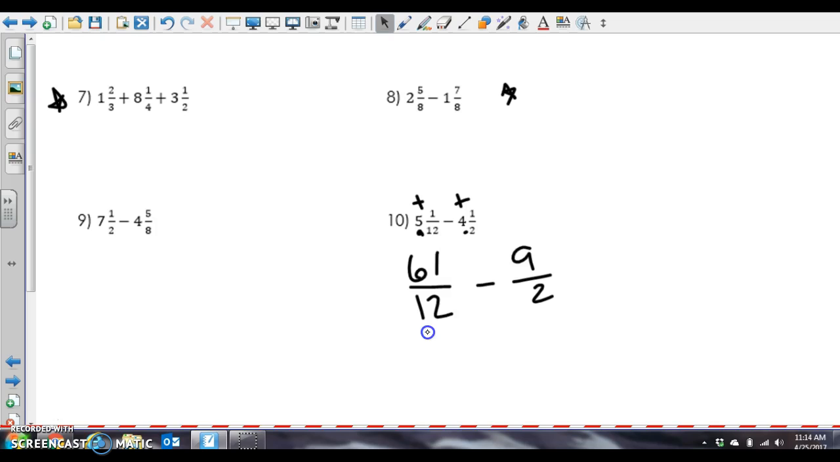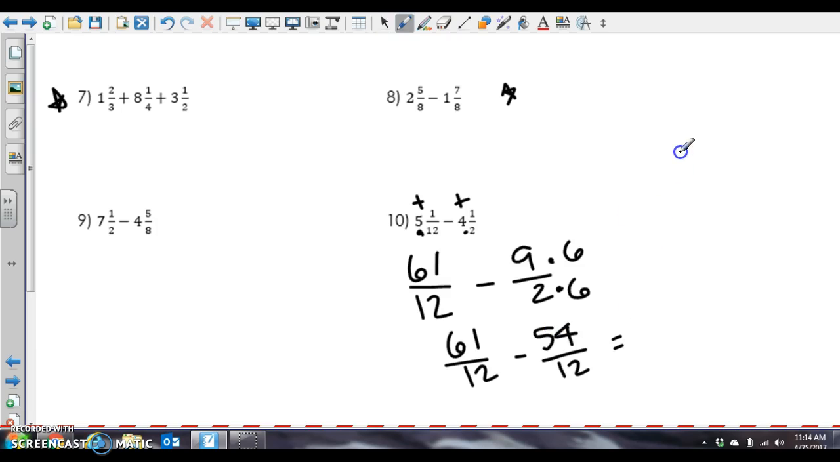To get a common denominator, I don't need to multiply this one by 2 and this one by 12 because I'm going to get really big numbers. So actually, I could just multiply this one by 6, top and bottom. And that would make a common denominator. So 61 over 12 minus 6 times 9 is 54 over 12.